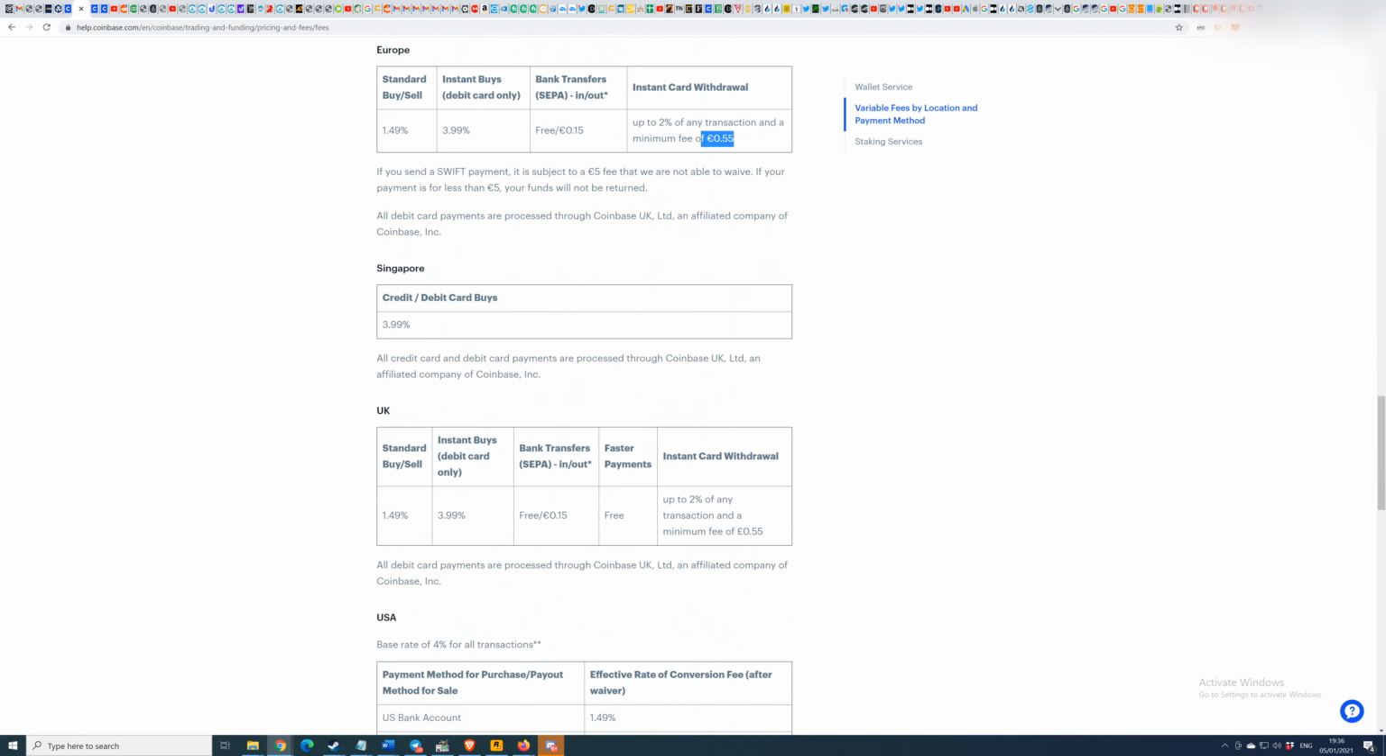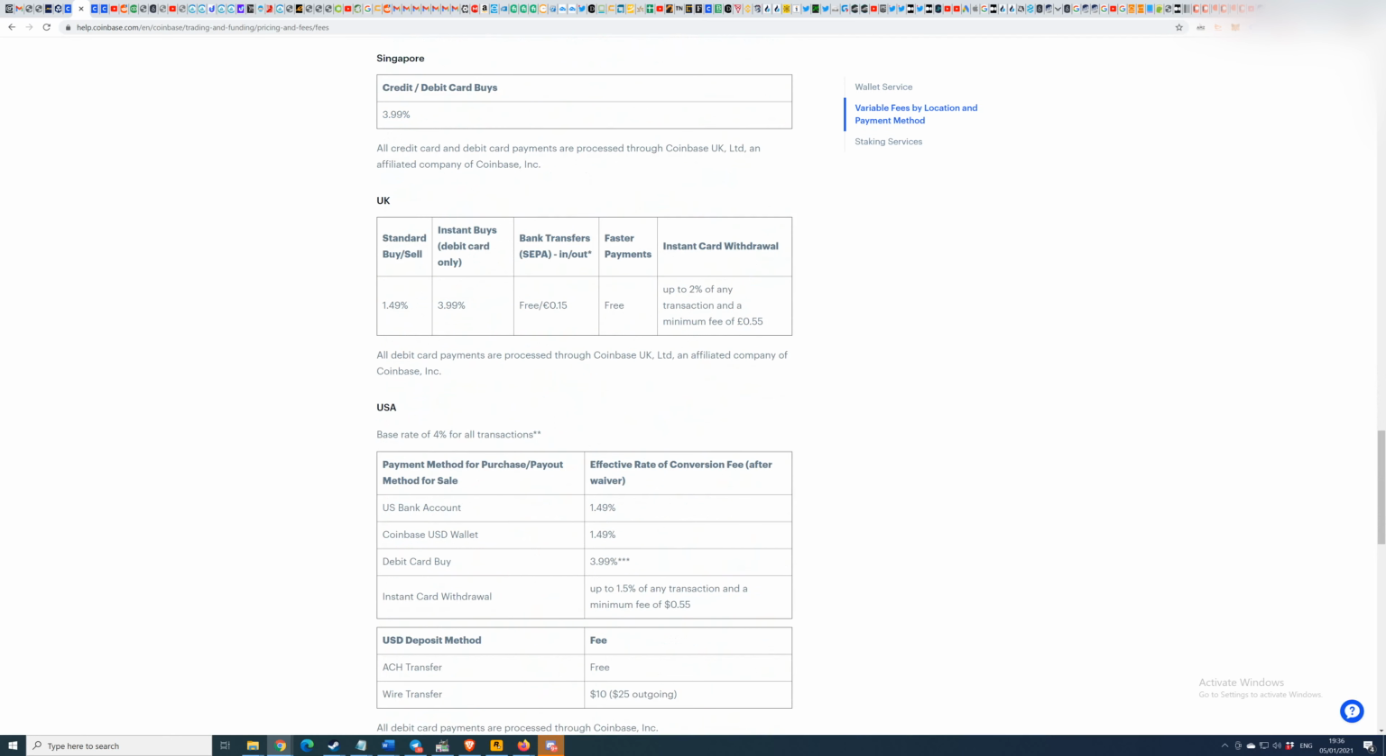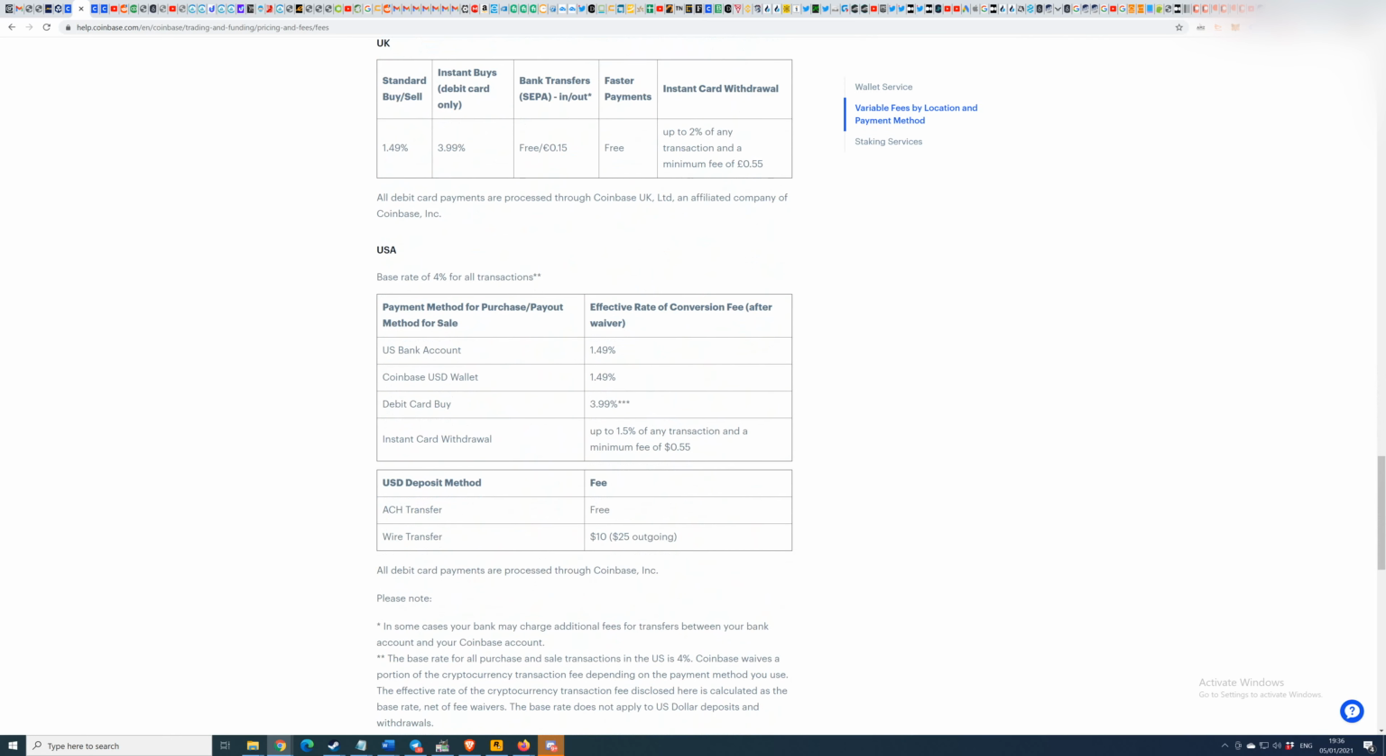Now, so Singapore, UK, and the interesting thing is US. Look at this. If you do wire in, they charge you 10, and wire out, they charge you 25. So super expensive. Whereas for credit cards, it's $3.99. I believe that used to be $2.99. I think that's gone up in the meantime during the bear market.